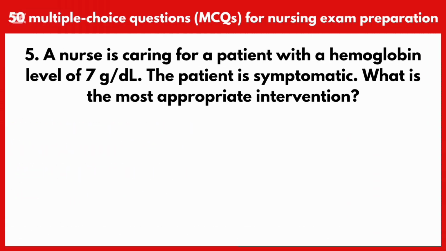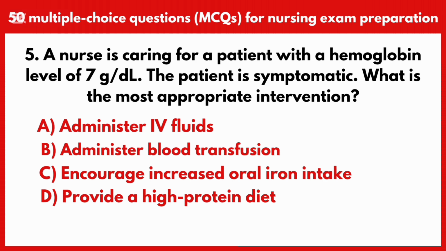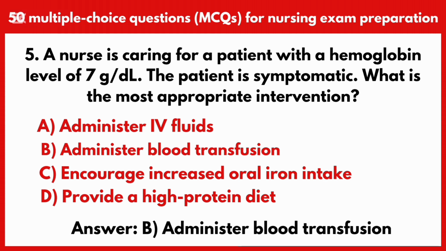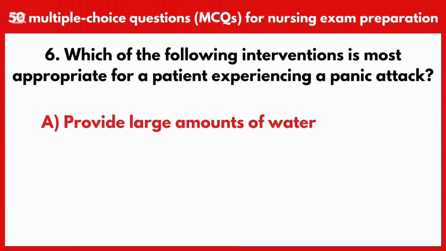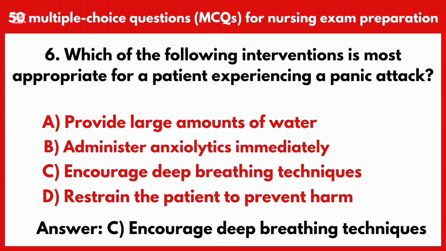A nurse is caring for a patient with hemoglobin level of 7. The patient is symptomatic. What is the most appropriate intervention? Correct answer is option B, administer blood transfusion. Which of the following interventions is most appropriate for a patient experiencing a panic attack? Correct answer is option C, encourage deep breathing techniques.